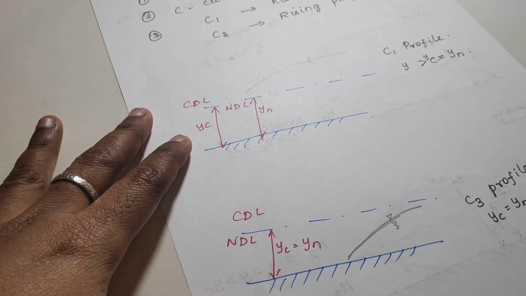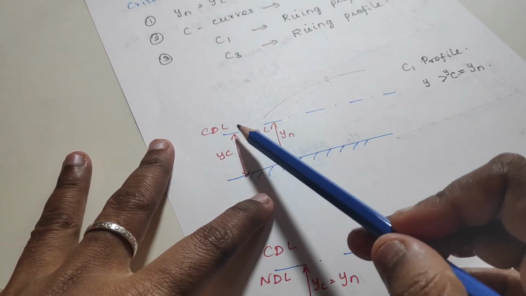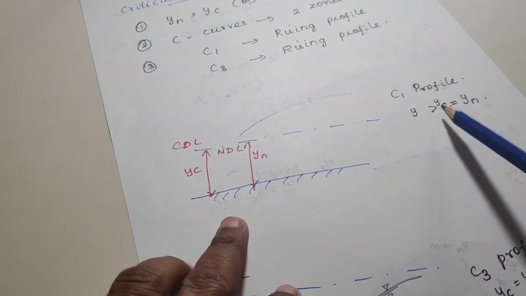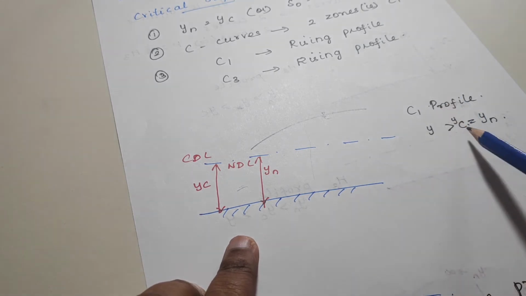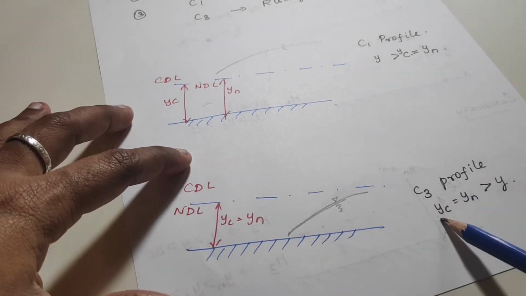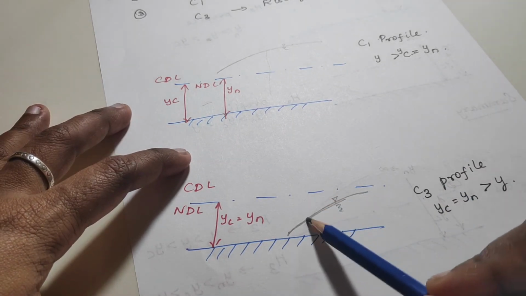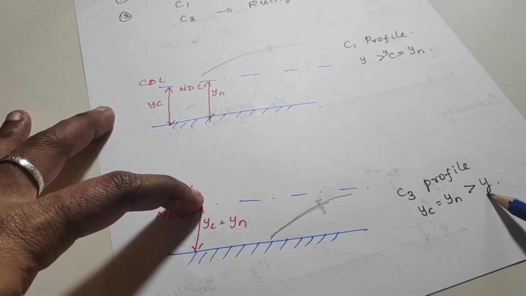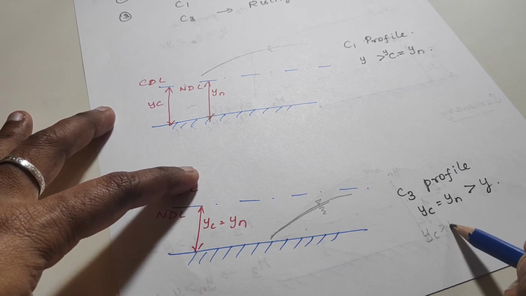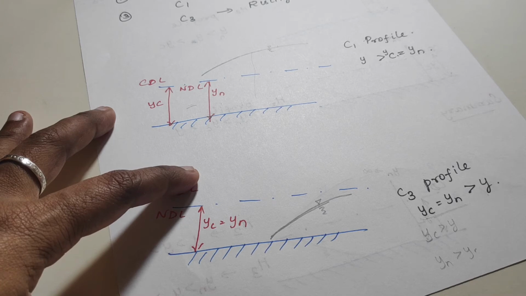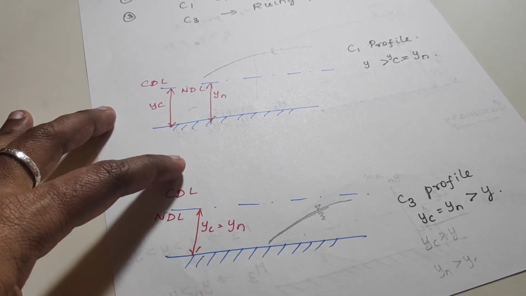So what is the diagram? Here you have to draw the channel bottom, and the critical depth line, yc is equal to yn. What is the C1 profile? The actual depth y is greater than yc or yn, with yc equal to yn. And what is the condition for the C3 profile? The water is flowing in the third zone here. So yc is equal to yn, which is greater than y. If the critical depth is greater than y, or you can write yn is greater than y. Instead, you can write it like this: yc is equal to yn, which is greater than y.